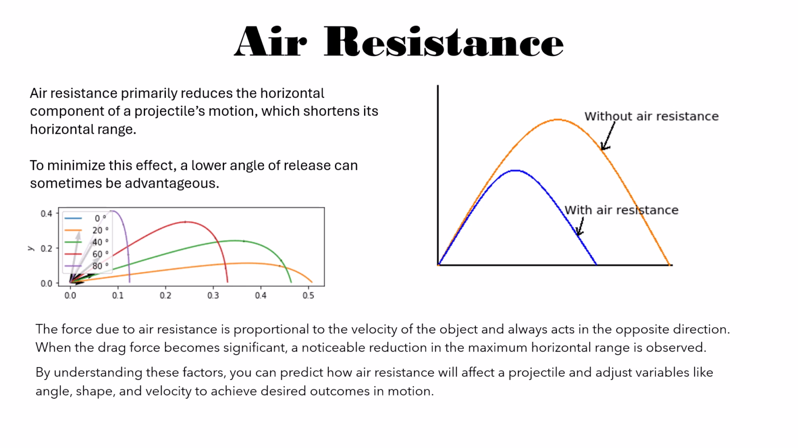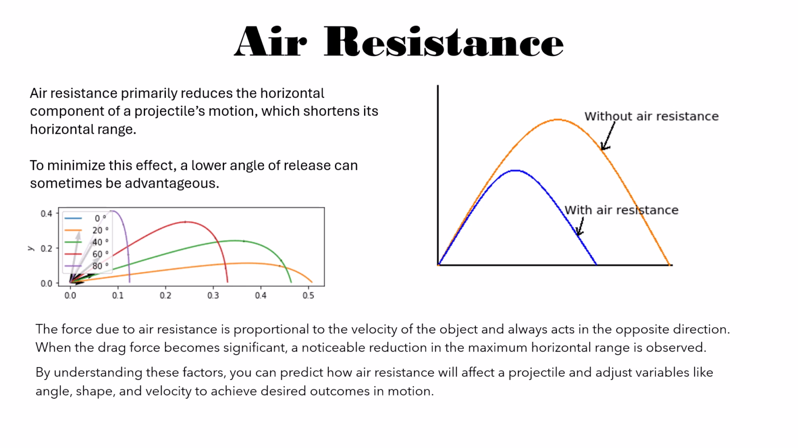So the force due to air resistance is proportional to the velocity of the object, which always acts in the opposite direction. When the drag force becomes significant, a notable reduction in the maximum horizontal range is observed. So by understanding these factors, you can predict how air resistance will affect a projectile and adjust variables like angle, shape, and velocity to achieve desired outcomes in motion.